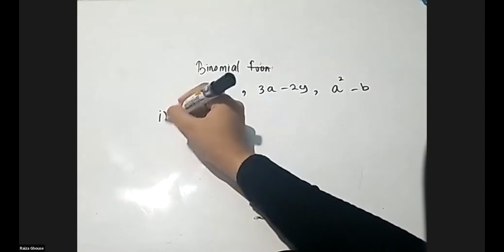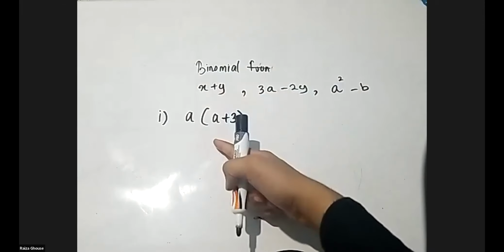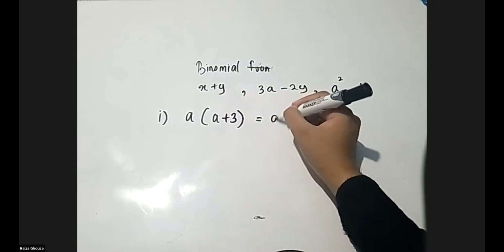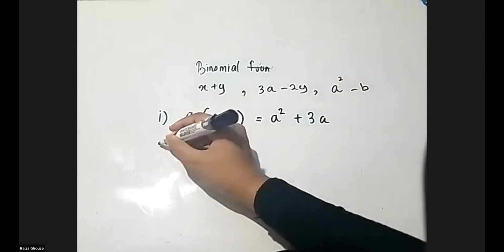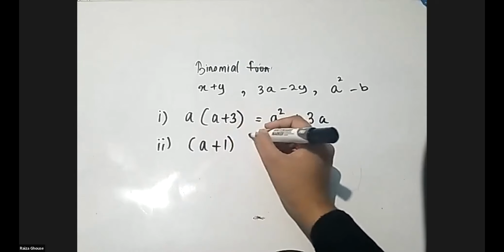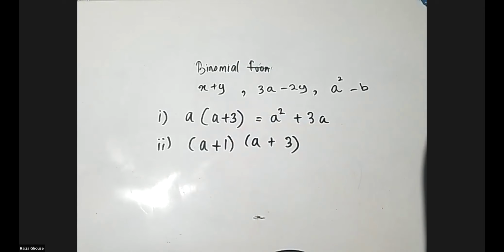Now, for example, if I have a into a plus 3, this one I taught you how to do. You can remove the bracket by multiplying the terms inside by the term outside. Similarly, suppose you get something like this one, how are you going to expand this? How are you going to solve this? Now, listen very carefully. This is very important.